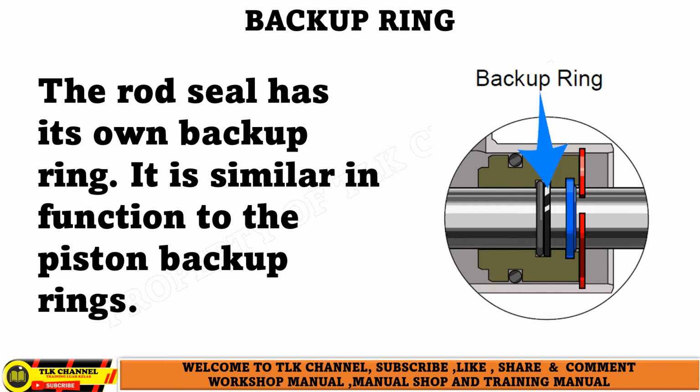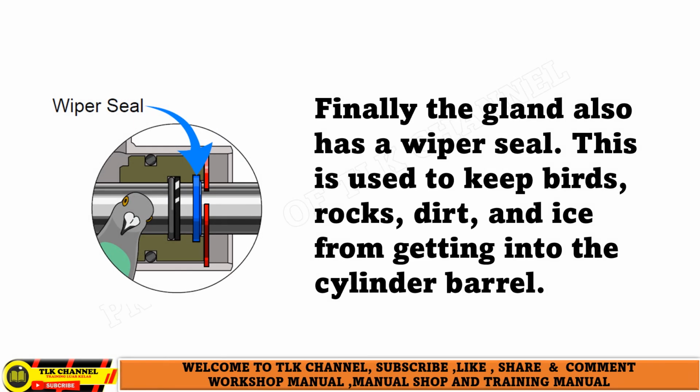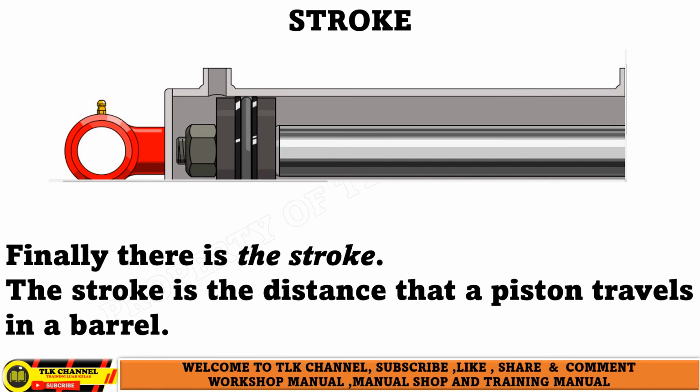It is similar in function to the piston backup rings. Finally, the gland also has a wiper seal. This is used to keep birds, rocks, dirt, and ice from getting into the cylinder barrel. Stroke. Finally there is the stroke. The stroke is the distance that a piston travels in a barrel.